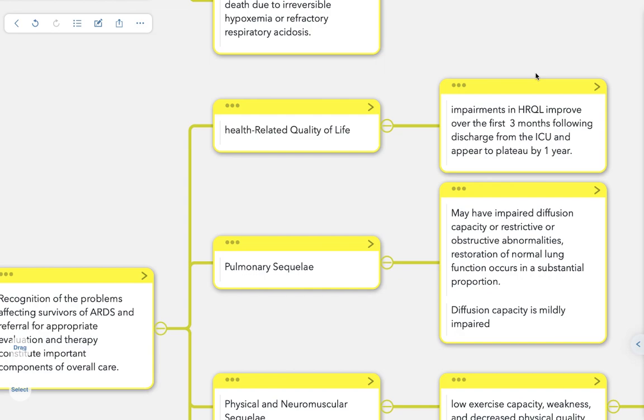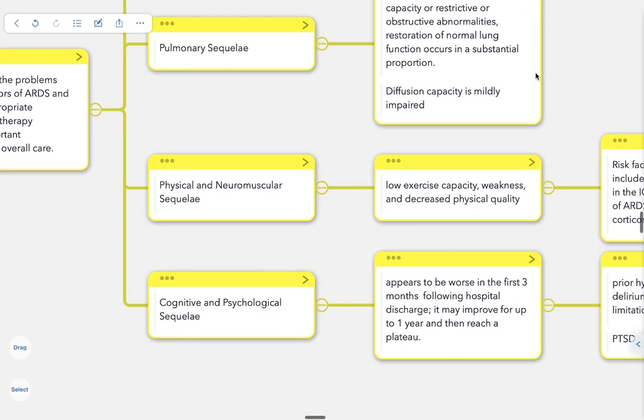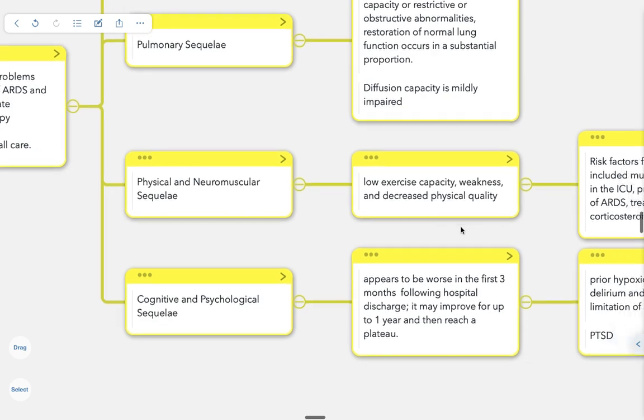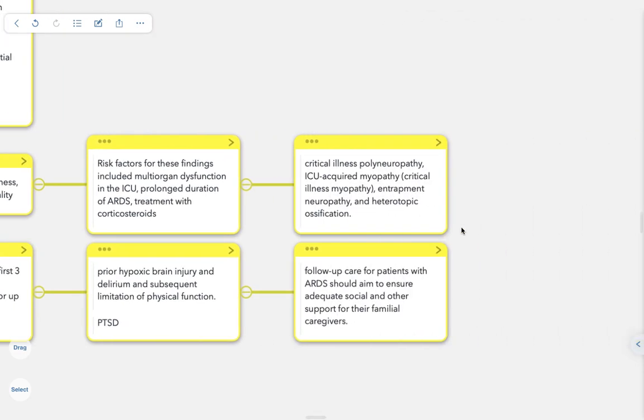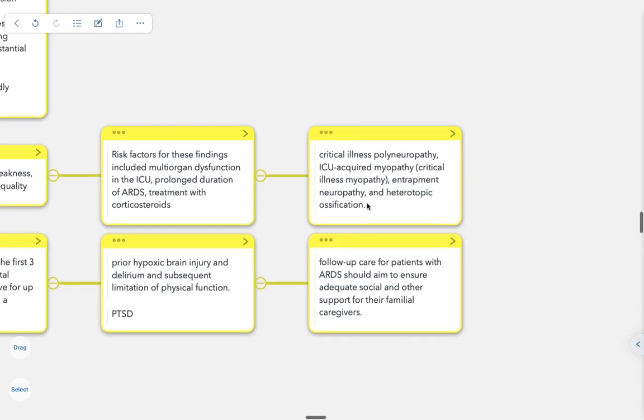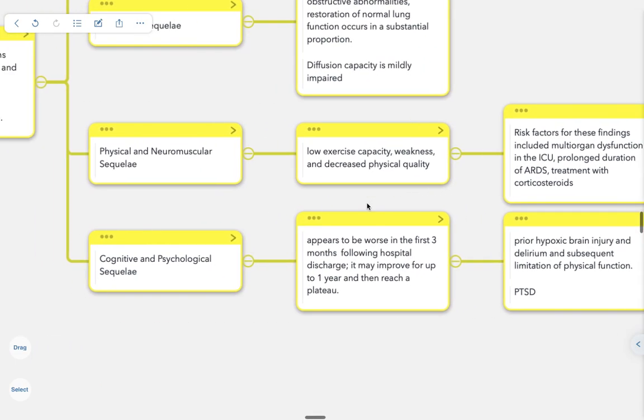Restoration of normal lung function occurs in a substantial proportion, so that is good. Diffusion capacity also is very mildly impaired. Coming to physical and neuromuscular sequelae. So, there is a low exercise capacity, weakness, and decreased physical activity. Risk factors include multi organ dysfunction, prolonged duration of ARDS, and treatment with steroids. This can lead to critical illness polyneuropathy, ICU acquired myopathy, entrapment neuropathy, and heterotopic ossification.